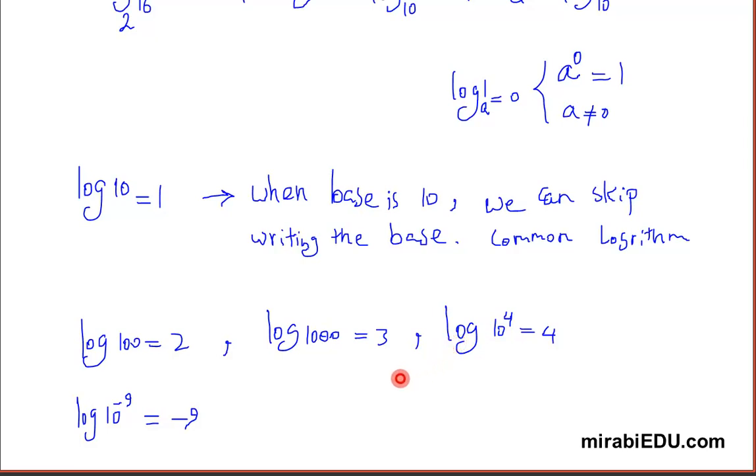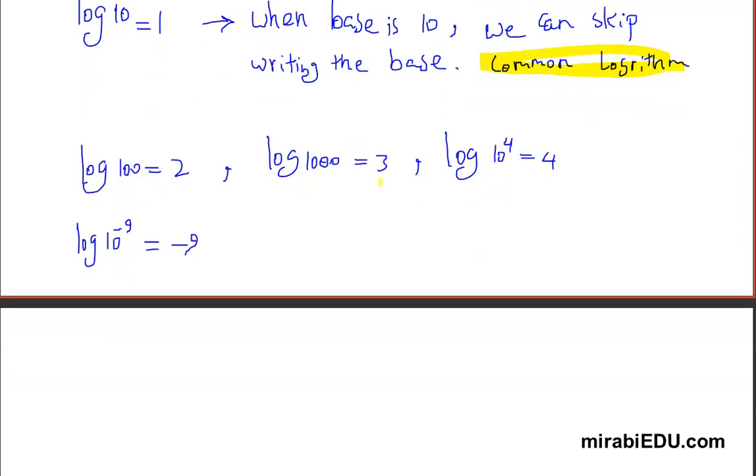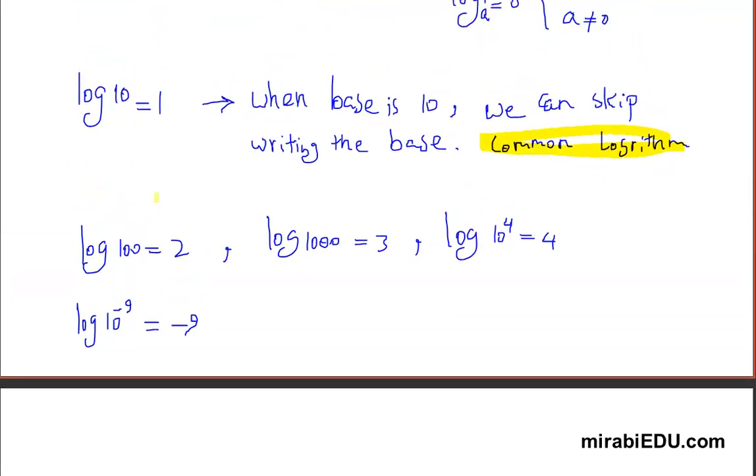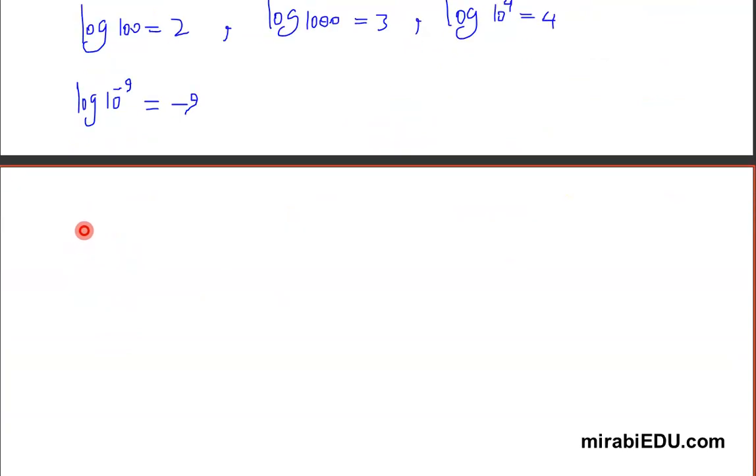Okay, so now we introduced the common logarithm here, that when the base is 10, we don't need to write it down. But when the base is 2, 3, or other numbers, we must write the base. Okay, now consider this logarithm. Logarithm of negative 1 when base is 2. In this logarithm, we are finding a number that 2 to that power is negative 1. Of course, there is no such number. That's why it is undefined.